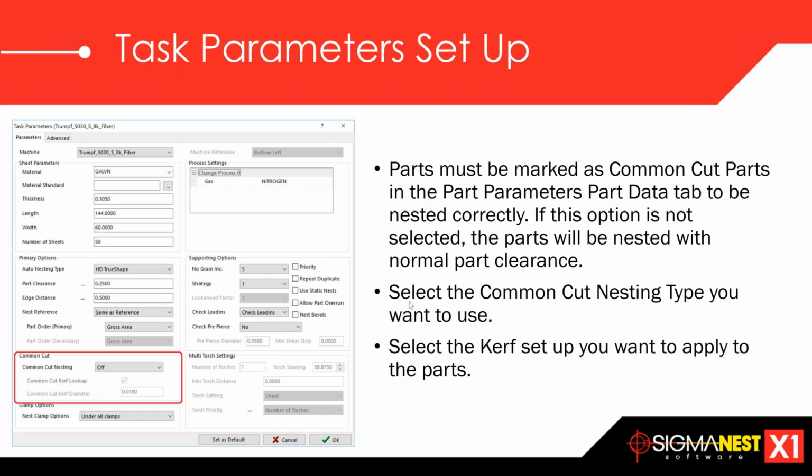The next one is the task parameters. So once a part has been selected for common cutting, and then you create your task, within the task parameters we have the common cutting section on the left side down below, and you can see that in the red highlighted area. Okay.